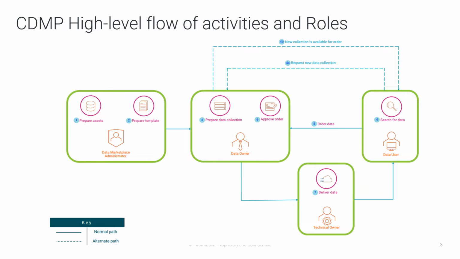After the data user finds the relevant data collection, they place an order to gain access to the data, and the data owner reviews and approves the order as needed. Once the order is approved, the technical owner grants access to the data users based on the available delivery method. In today's discussion, we will focus on data collection preparation only, for a quick start of the CDMP journey.